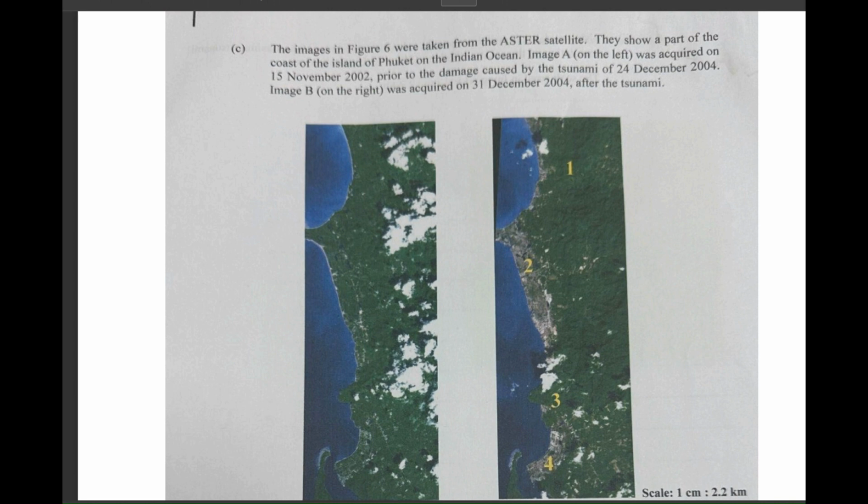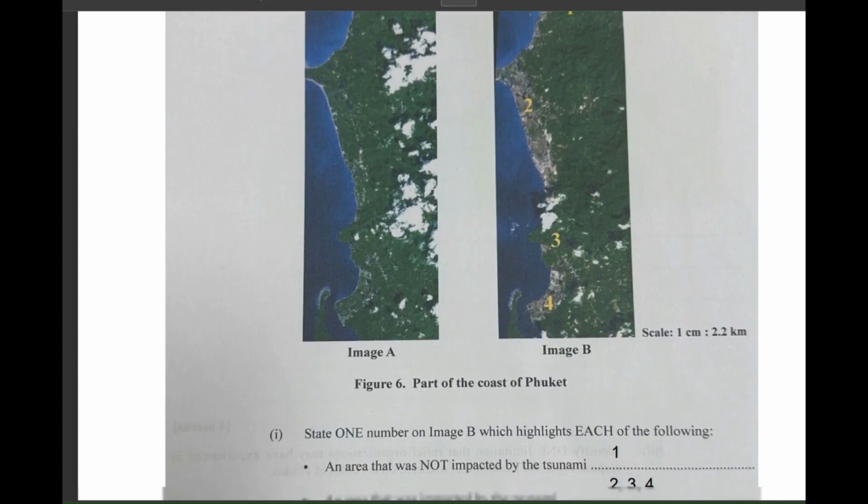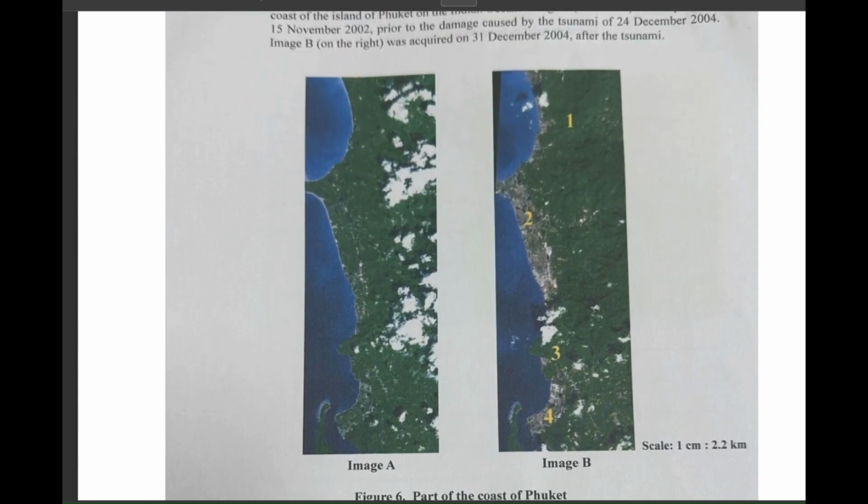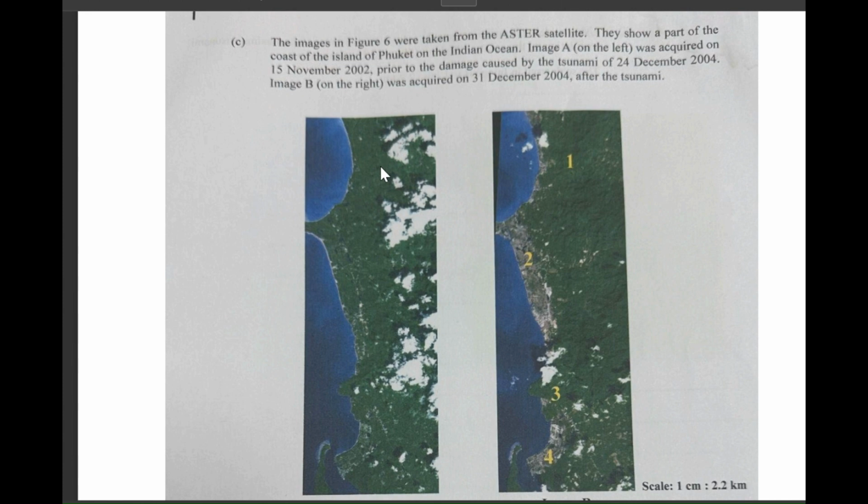Now, based on image A, we can see that it was all green, and in image B, you can see that a lot of the areas along the coast are now brown and not green. That's how you know that those areas were affected. So this was all green, which indicates that vegetation was there, but when you look here you realize that it's all brown. That means that it was damaged during the tsunami. So an area that was not impacted by the tsunami is 1, and if you look carefully, it's green, so it was not affected by the tsunami.